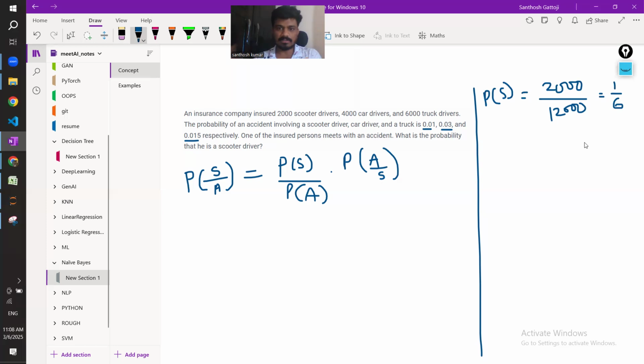That's fine. Now, what is the probability of accident with respect to scooter? How much is this? Can you tell me? Probability of A with respect to scooter, right? Already scooter is given.